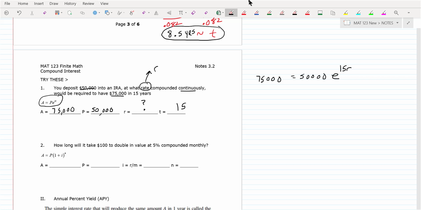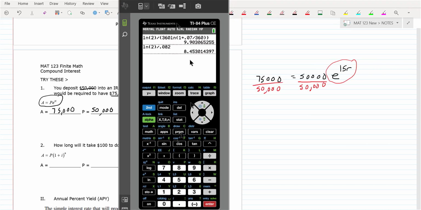Before you do the log of both sides, you want the e to be by itself. You've got to isolate that e. So you have to start by dividing by 50,000. You have to do this in a certain order. Then you can take your calculator and we can work this together. If you go 75,000, you can even cross those three zeros out, so you can just do 75 divided by 50. I would always write down whatever decimals come out on your calculator, because if you round early in the problem, it'll affect your answer later. So that's 1.5, and now we have e to the 15r.